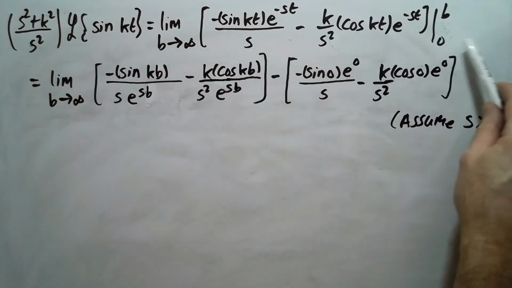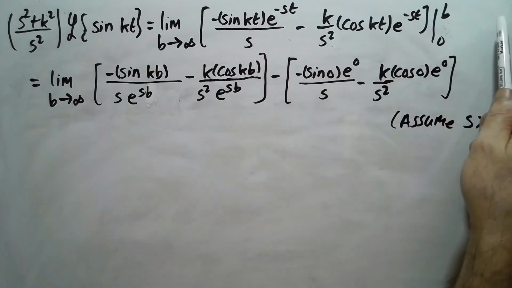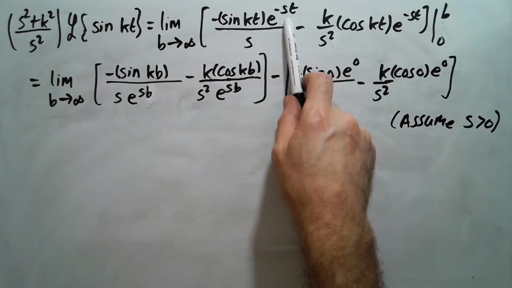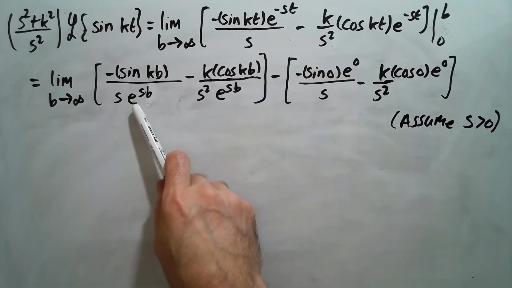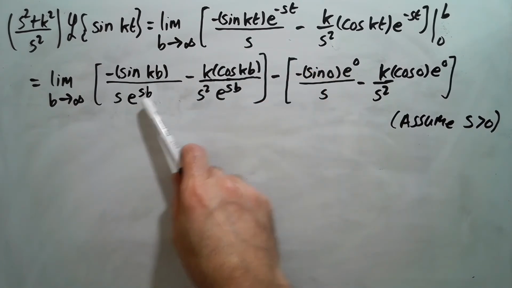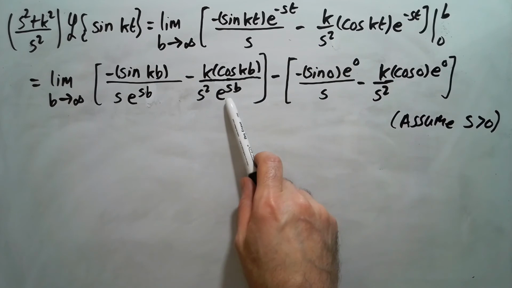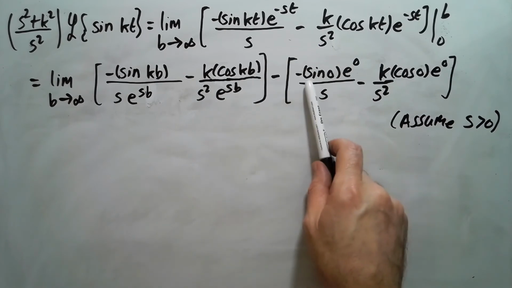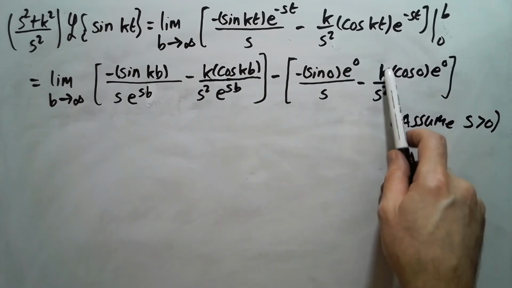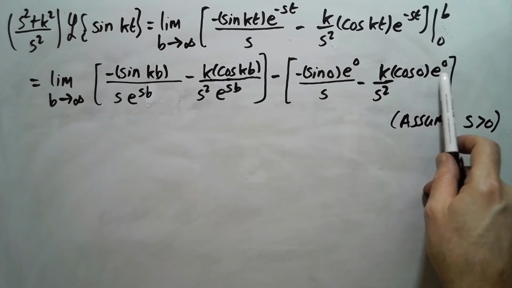Okay, so here's my guy up here. I'm going to put b in place of t everywhere. Then subtract, put 0 in. That's what I've done here. So I put b in place of t here and here. I've actually brought the e to the minus st to the bottom and wrote it as e to the st, and replaced the t with the b here. I'll explain why in a second. And also in this one I took the e to the minus st to the bottom, wrote it as e to the st, replaced the t with the b. Then over here, replacing t with 0 will be sine 0 e to the 0 over s, minus k over s squared cosine of 0 e to the 0.